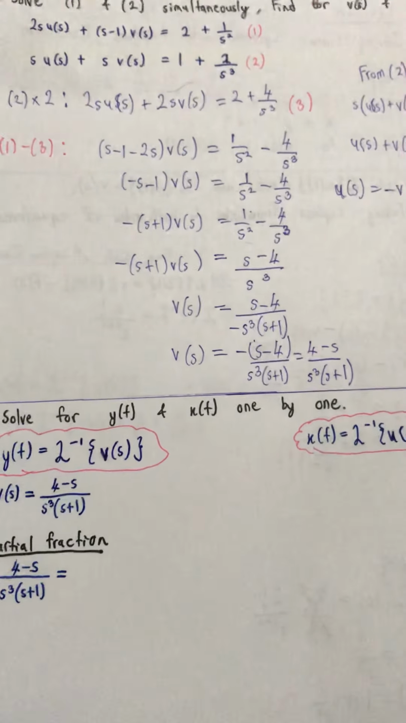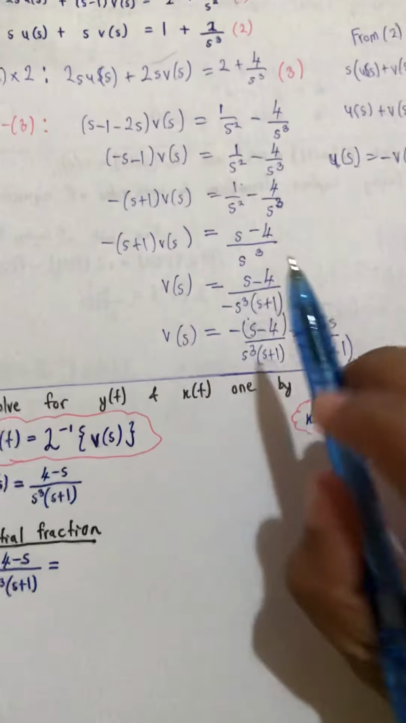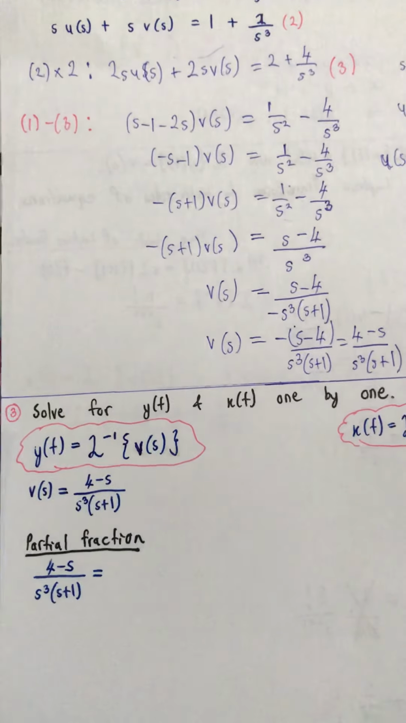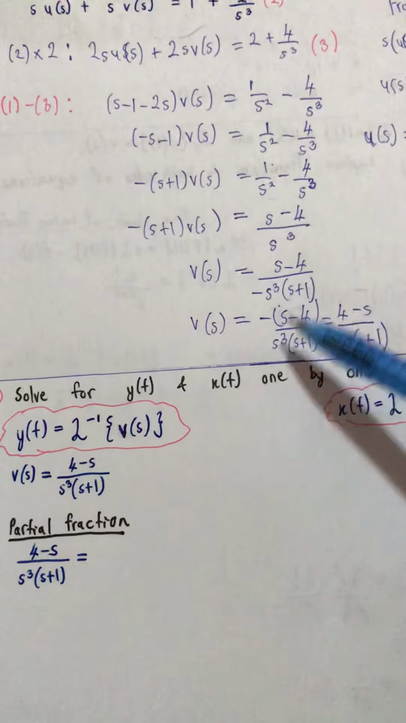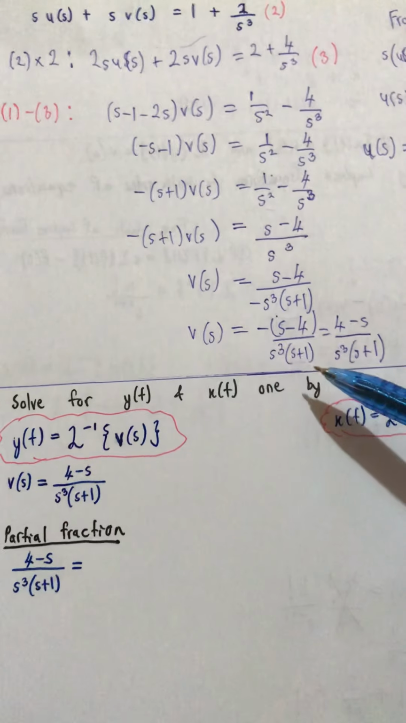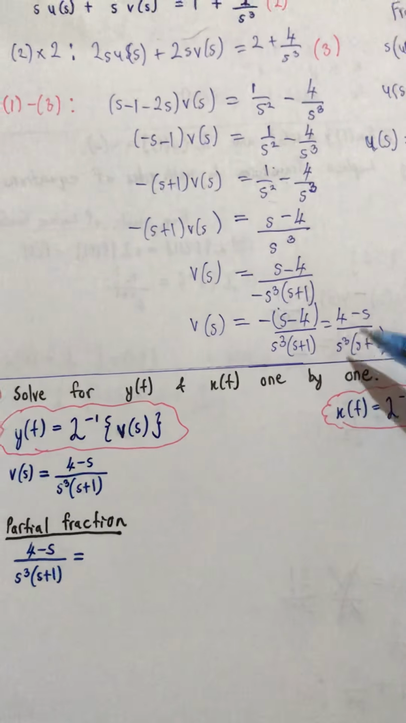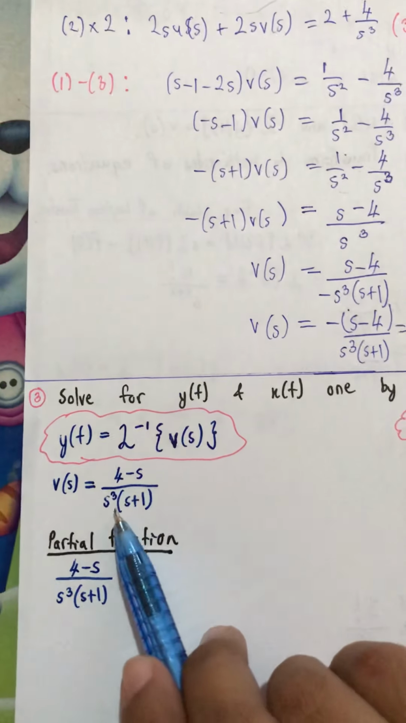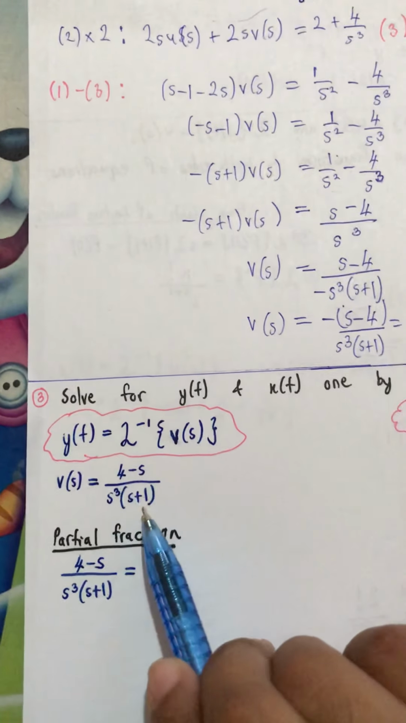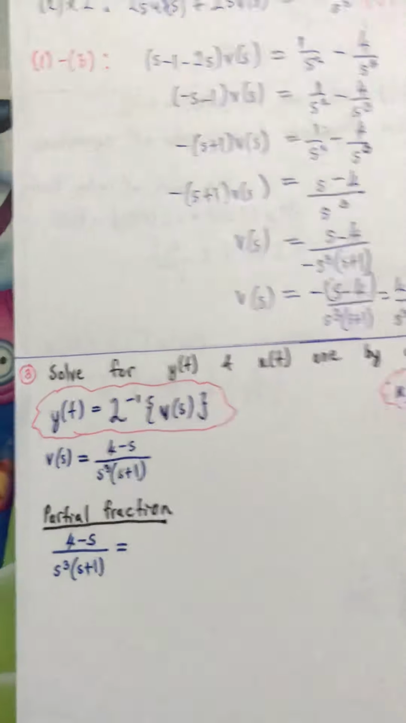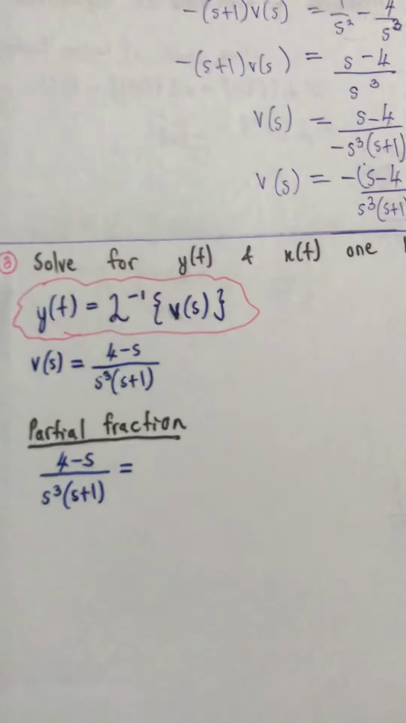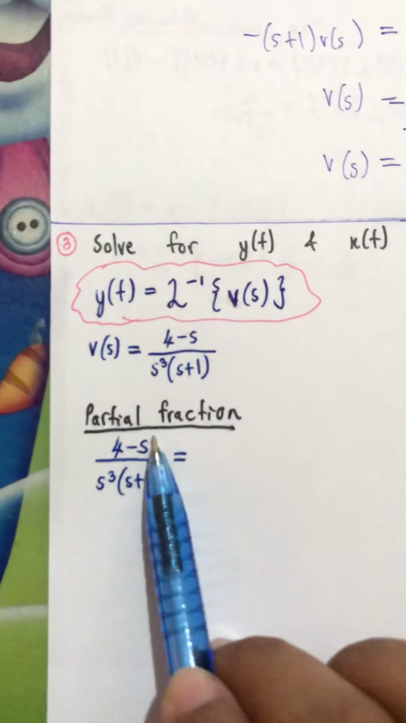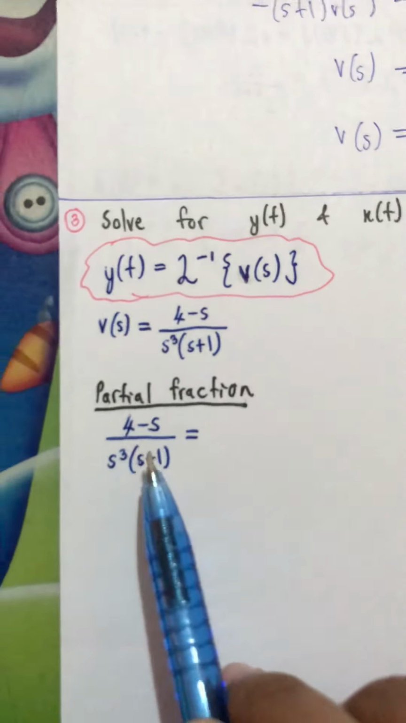So we solve one by one. So we proceed to find the yt first. So we have to take the inverse Laplace transform of vs. So here our vs just now is 4 minus s over s cube times s plus 1. So here we need to proceed with partial fraction to solve this fraction.